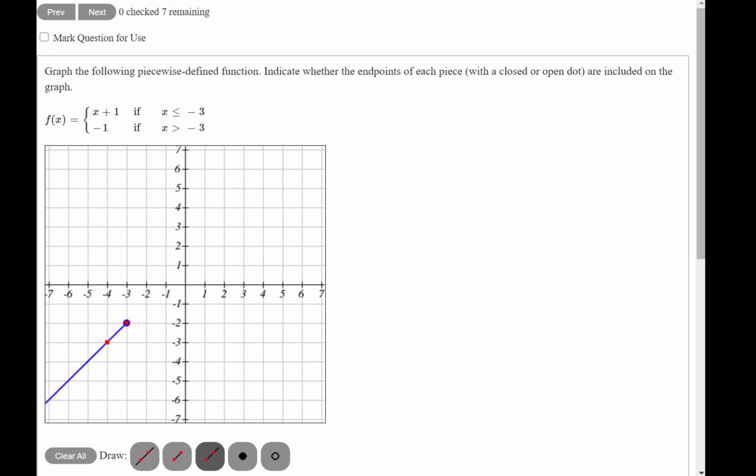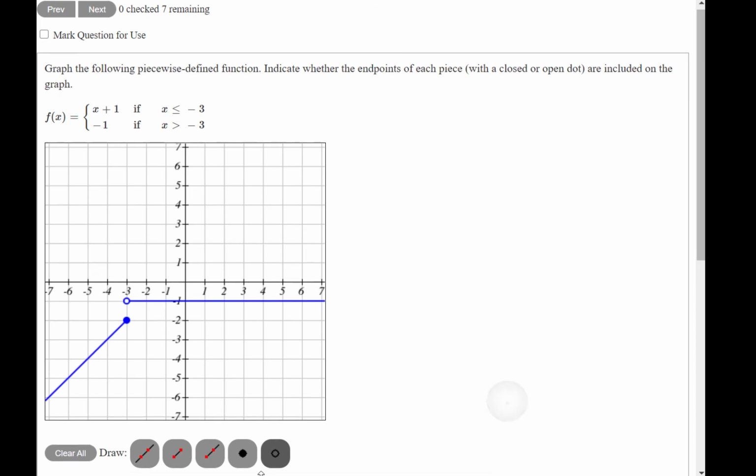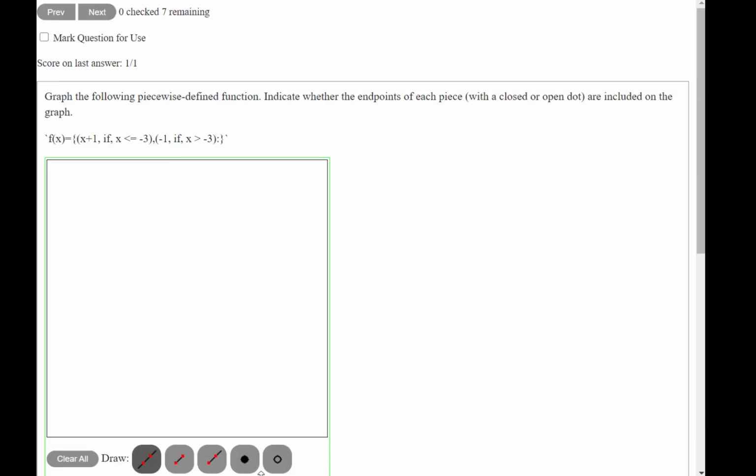So that's that piece. And then the other piece is where x is greater than 3, we have a horizontal line like that. And don't worry about those red squares looking like they filled in your open circle. If you click the dot tool, you'll see that it hasn't. And if you hit submit, here we go.